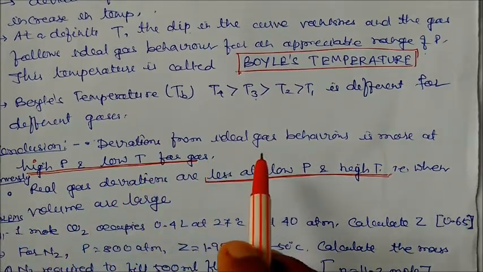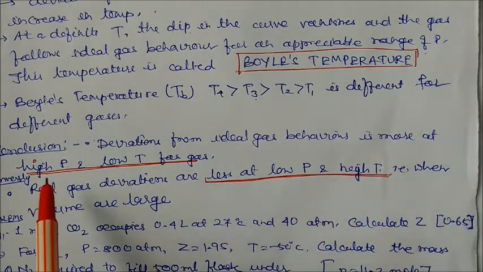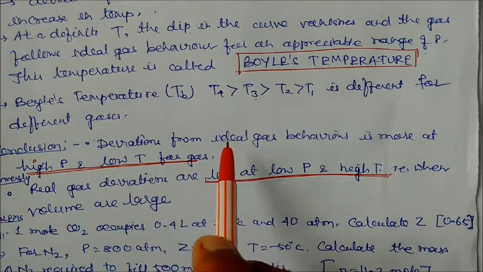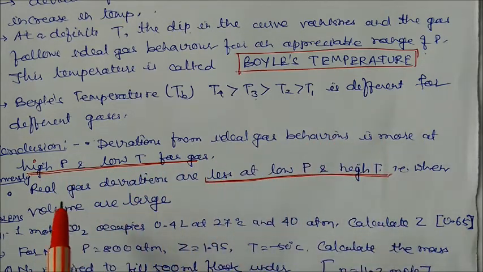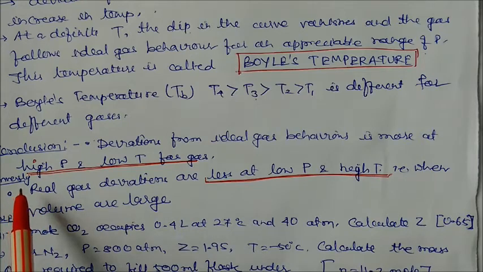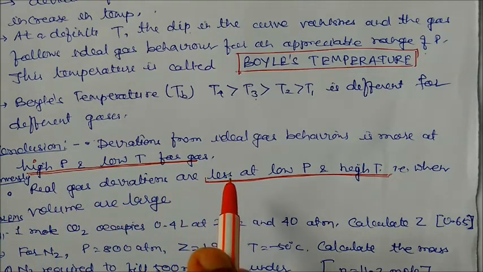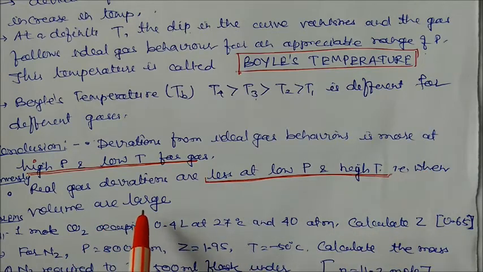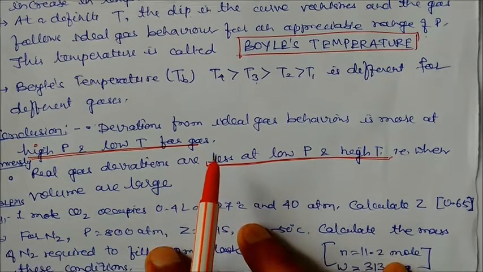Conclusions. Deviations from ideal gas behavior are more at high pressure and low temperature. When you take high pressure and low temperature, the deviation from ideal gas will be more. Conversely, for real gases, deviations are less at low pressure and high temperature, that is, when gas volumes are large. This we have already seen.